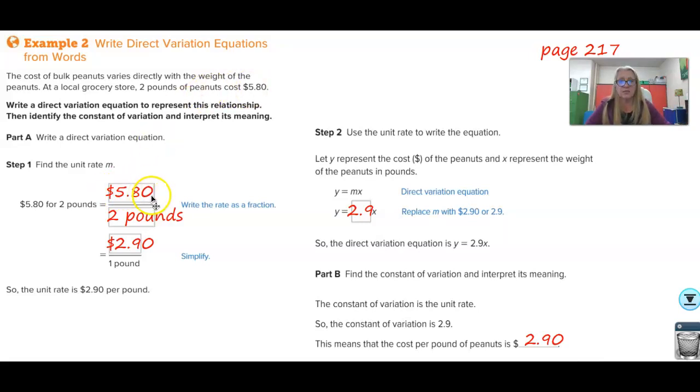So we take the $5.80 and we divide it by 2 pounds because we want to know how much 1 pound is. So 580 divided by 2 is 290. So we now know that peanuts cost $2.90 for every pound. So we write the equation. Like I said, the y is always going to be here. Then there's always going to be an equal sign. Then the slope number, then the x. Okay? So you would go 2.9 times the number of pounds you buy equals how much you spent. That's what it means. So it means that the cost per pound of peanuts is $2.90.